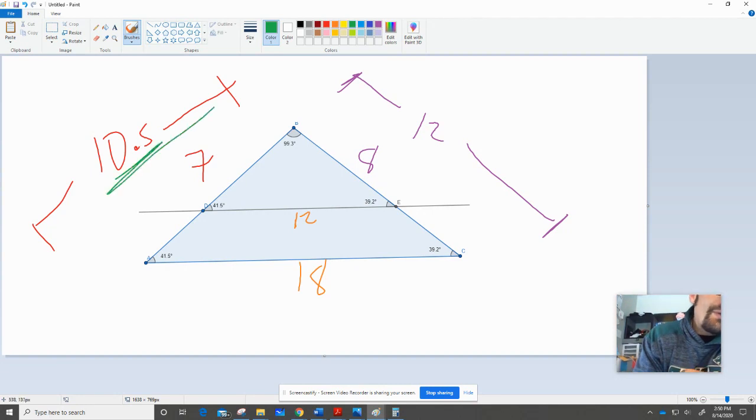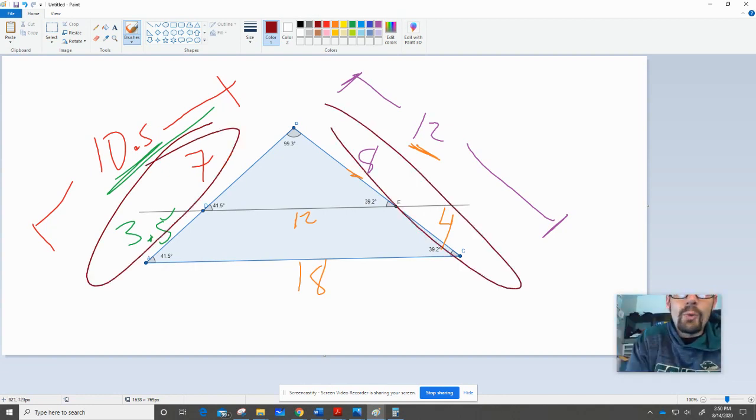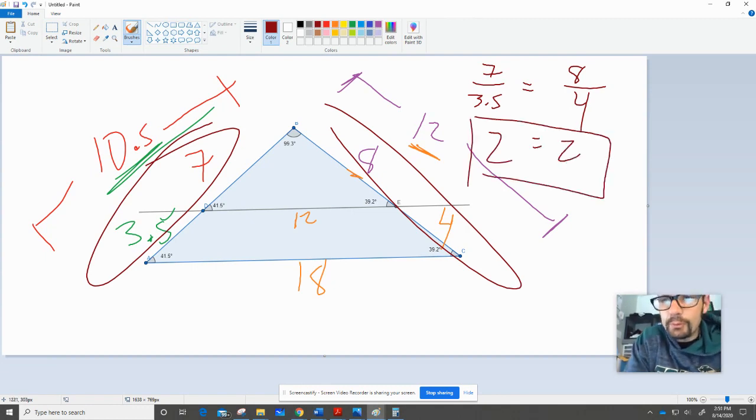So this whole thing is 10.5 from A to B. If we do 10.5 minus this 7, that little piece down there is 3.5. Now if we come over here on the right-hand side, this whole thing is 12. This bigger part is 8. So we subtract those, and that's 4. We can set up proportions that are going to be equal along those sides as well, because if we do 7 over 3.5 and 8 over 4, 7 over 3.5 in a calculator is equal to 2, and 8 divided by 4 is also equal to 2.